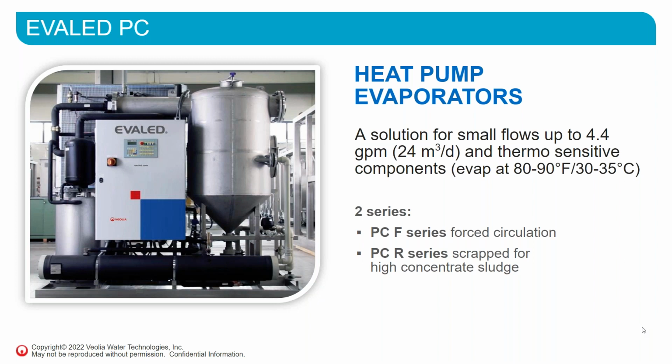And again, there are two styles of this. There's the PCF, which is the forced recirculation. That's our normal system. The PCR is a scraper system, and in some situations it can be used with high solids, and it can also make a very concentrated sludge, almost to ZLD, but for very small flow applications. The one thing to keep in mind on this unit, again, is that it's all electric, all skidded, self-contained, and it has a refrigeration system that does the cooling for the process.